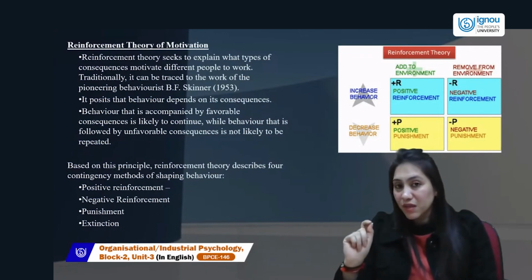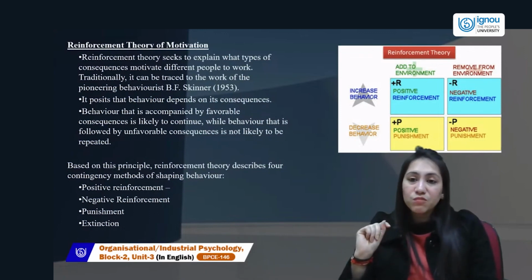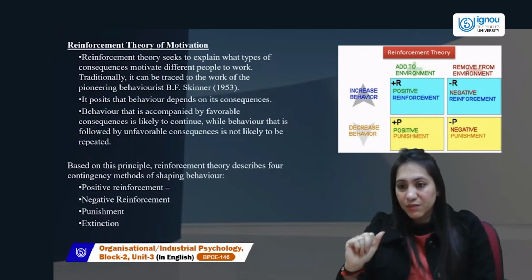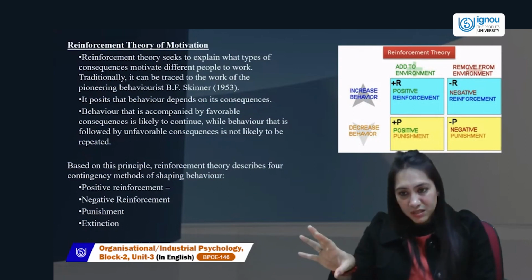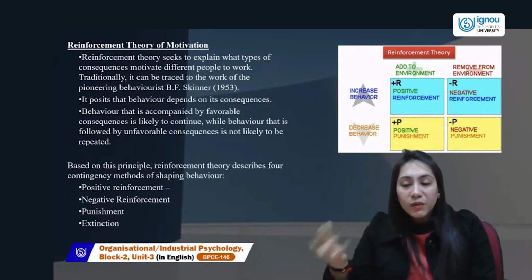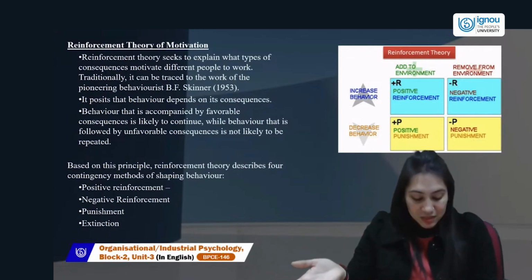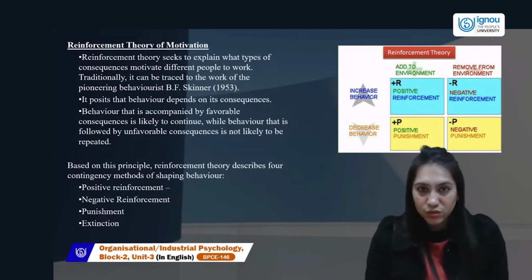What will decrease the behavior? Punishment. Positive punishment can decrease the behavior at times, and also negative punishment can decrease the behavior. So we need to be careful that punishment of some kind, even positive punishment at times, leads to removal of good behaviors and good achievement of tasks.